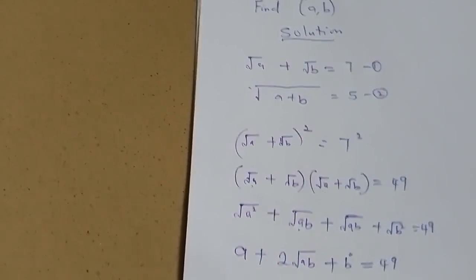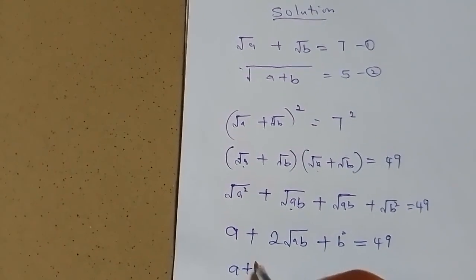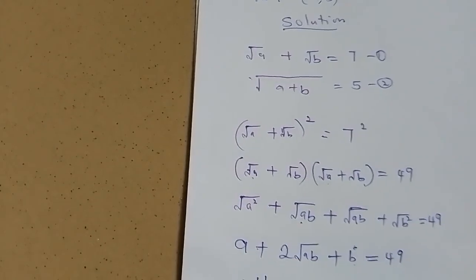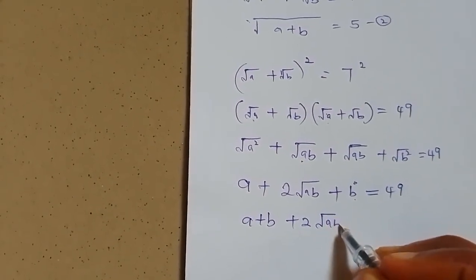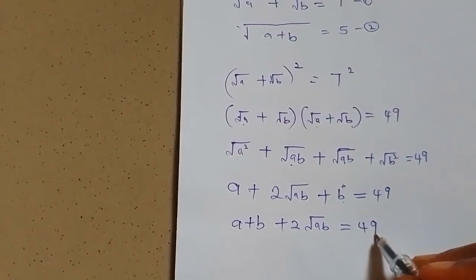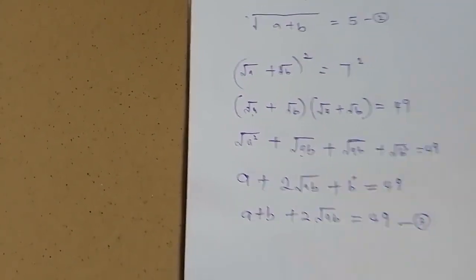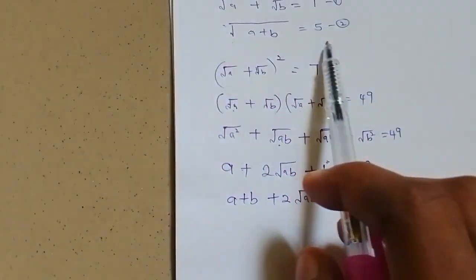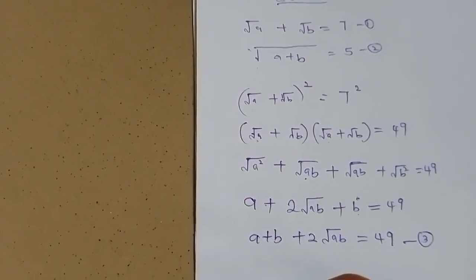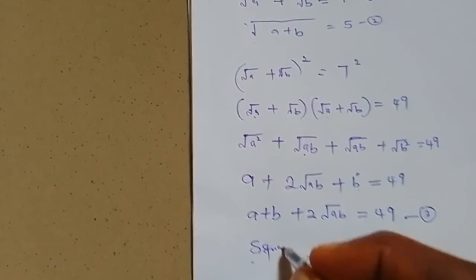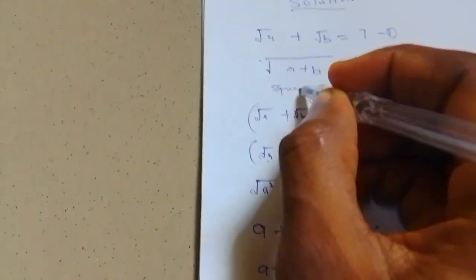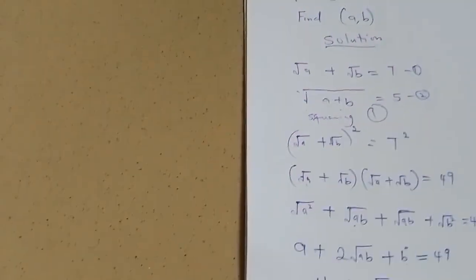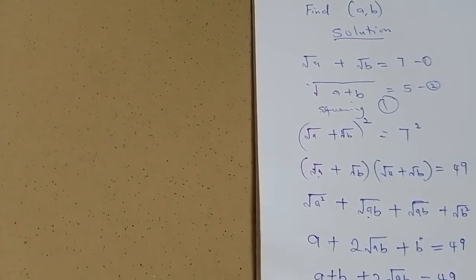Now looking at this, that means I'm having a plus b. If I bring this b beside this, then plus 2 root ab equals 49. Now let me call this one equation 3. Let's go back to equation 2 now. I want to square equation 2. Don't forget that the previous one was squaring equation 1.